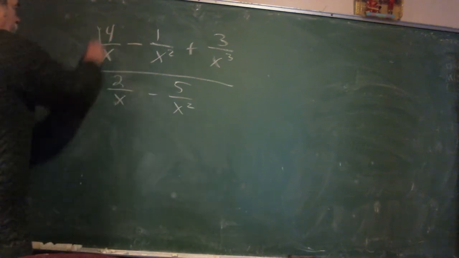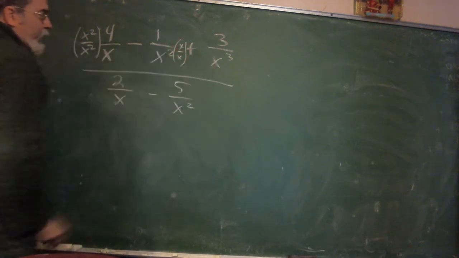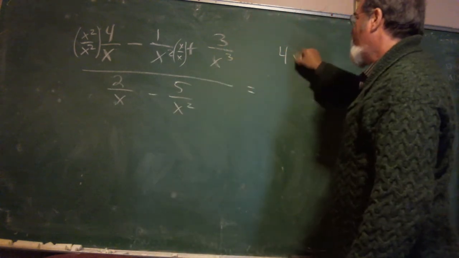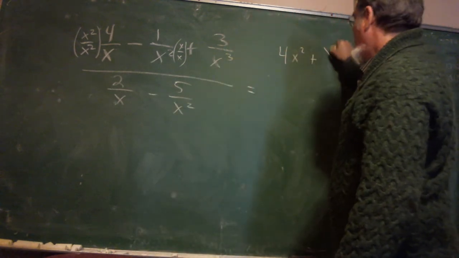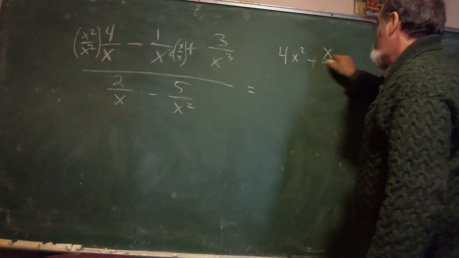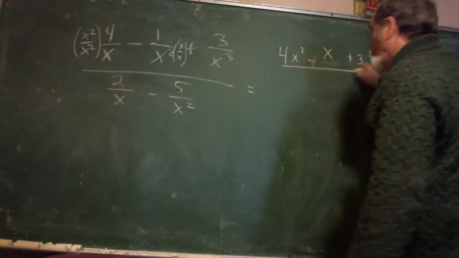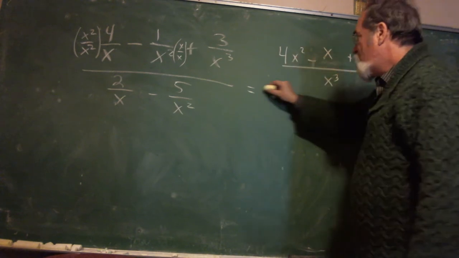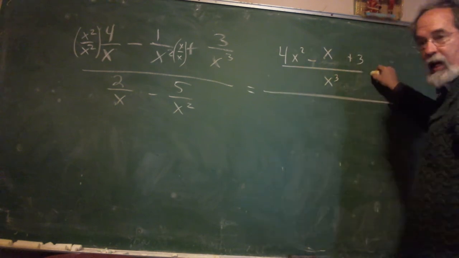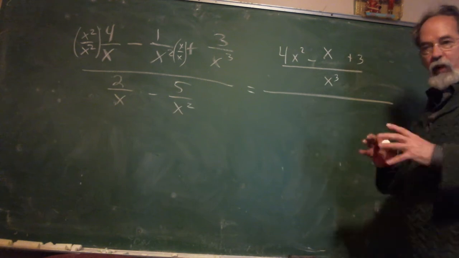So this guy needs x squared over x squared. This guy needs just x over x. This guy's already got the x cubed. So the upstairs has a 4x squared, minus x because of that minus sign, and then plus 3, all over x cubed. So that's one fraction. The big numerator now is one fraction.